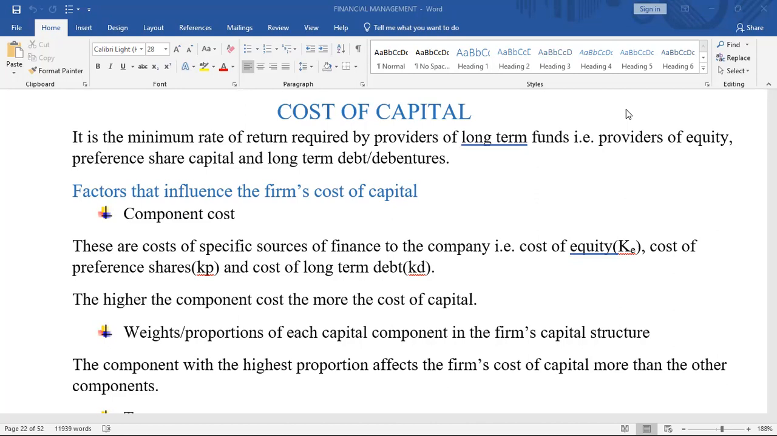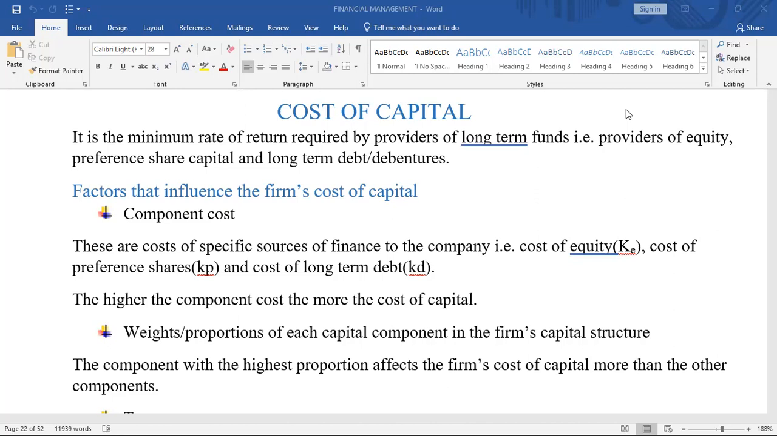So basically, when we are looking at the cost of capital, we are going to be looking at two different bits. One, we are going to be checking on the existing capital structure of the organization. Secondly, we shall be able to check on the ways in which the organization can raise funds to finance new projects.